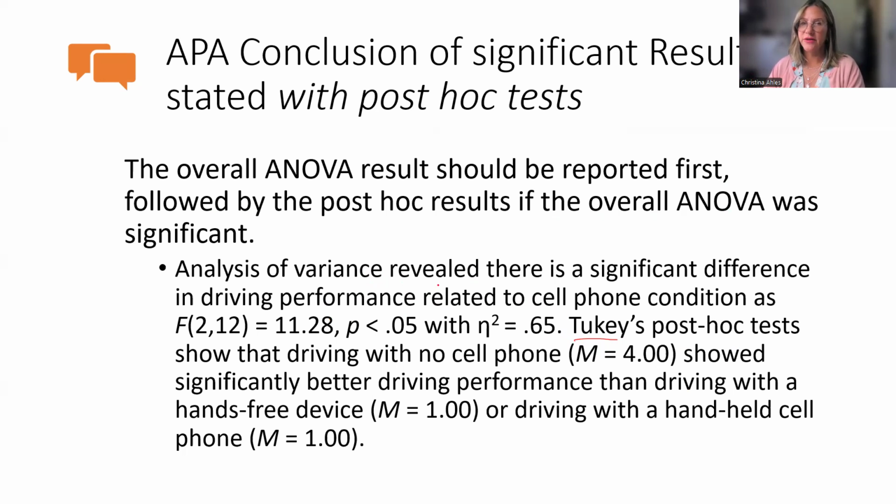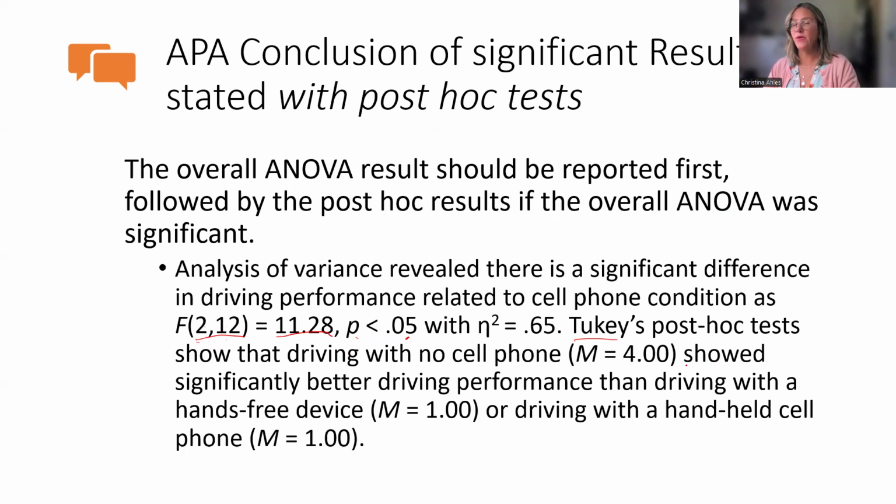we're going to say analysis of variance revealed there is a significant difference in driving performance related to cell phone condition as F, and these are the degrees of freedom that you use to look up your critical value, and it's always the degrees of freedom between groups, comma, degrees of freedom error, 2, 12. So remember, numerator, denominator. Equals, and that's your test statistic, 11.28. We know that p is less than alpha because it was significant. And again, we don't need to say one-tailed test because it's automatically a one-tailed test with ANOVA. And with eta squared 0.65, period. That's the overall ANOVA that you just tested.